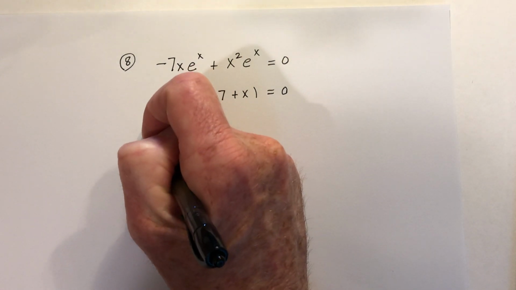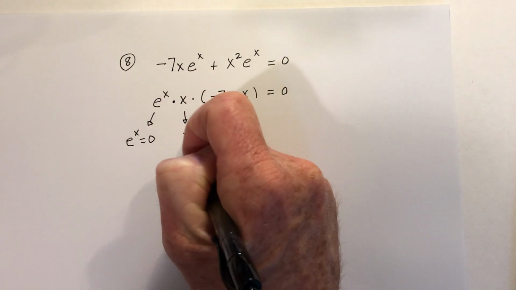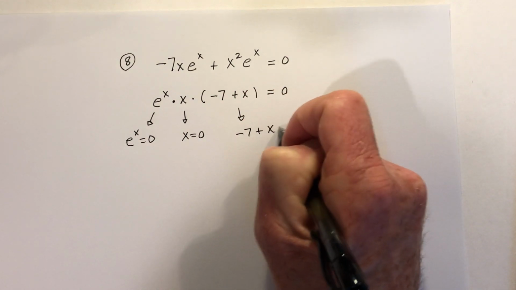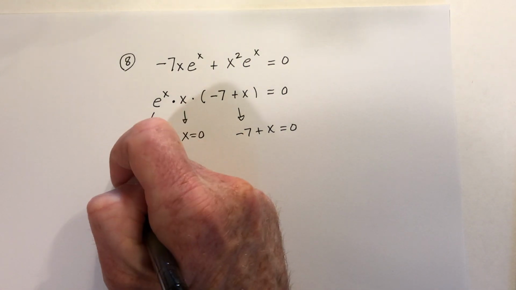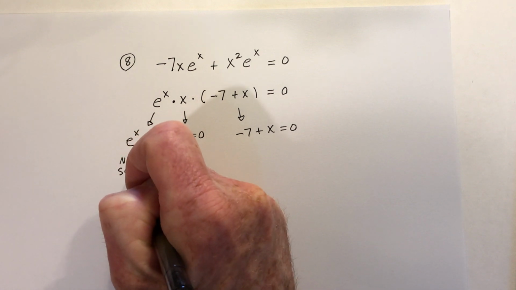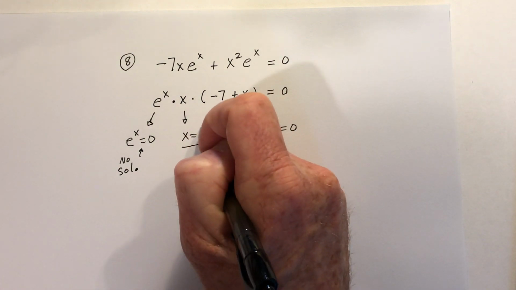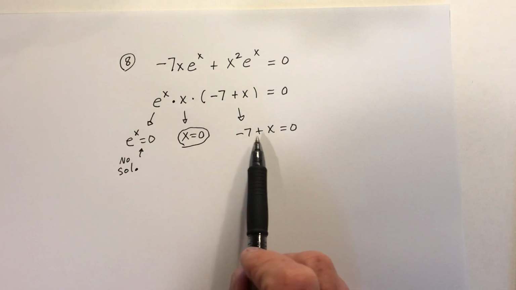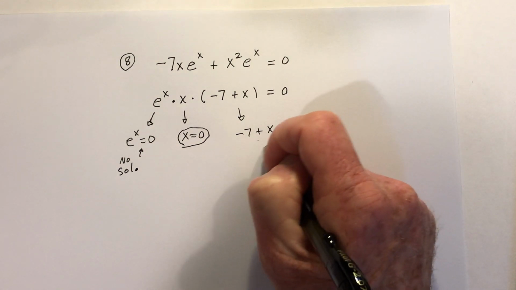Now we have 3 factors, so if you set each factor equal to 0, then it looks like this. The e function never equals 0, so that's where you can just say no solution for that one. X equals 0, that one's already done. And exponents can equal 0, negatives, positives, they can equal whatever they want. So in this case, 0 is fine. And then for this one, all I need to do is add 7 to both sides, so the other answer is x equals 7.